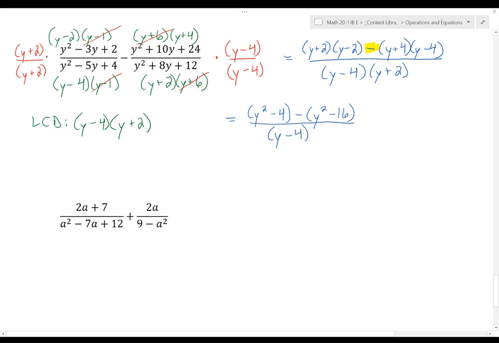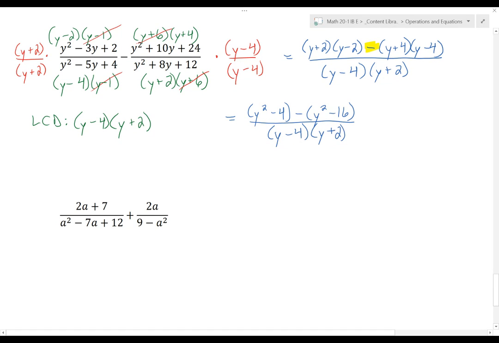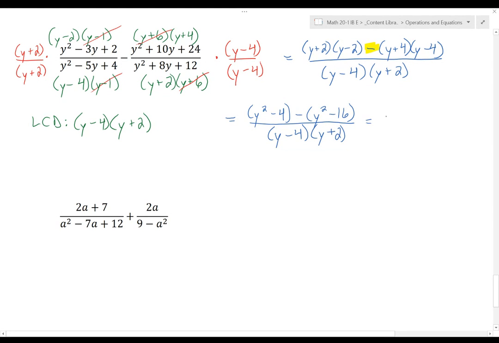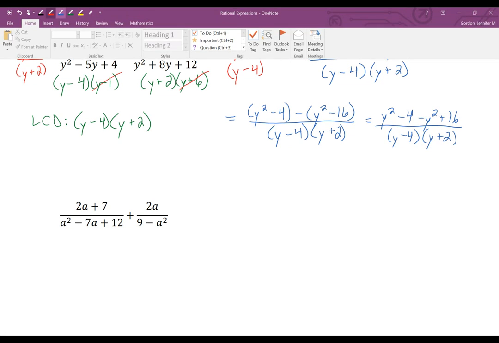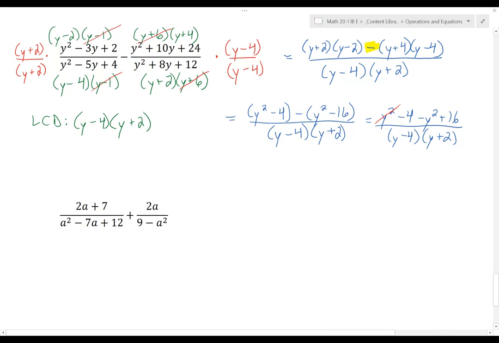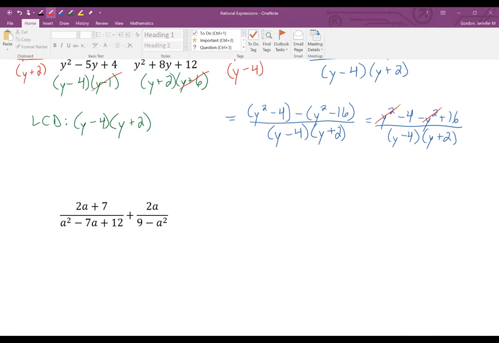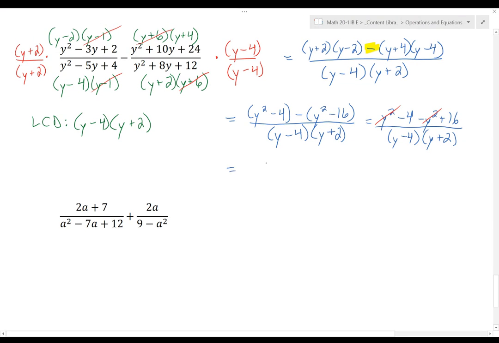Notice that I do have to distribute out the numerator so that I can simplify it, but at no point do I bother distributing the denominator. So this becomes y squared minus 4 minus y squared plus 16 over y minus 4 times y plus 2. The y squareds are nicely going to cancel, and minus 4 plus 16 is just 12. So I end up with, as a final answer, 12 over y minus 4 times y plus 2.